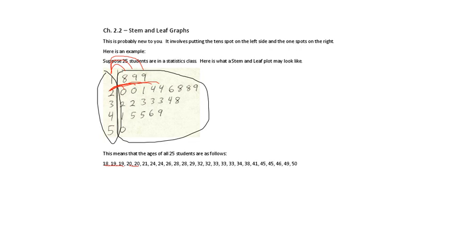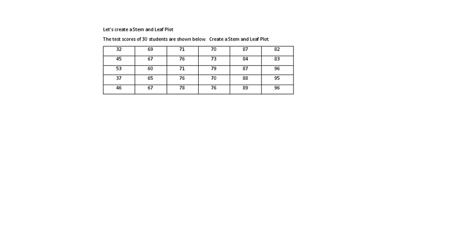But let's say we had to create our own. Let's take a look. Okay, so we have 30 test scores, and we'd like to create a stem and leaf plot for all of them. Well, when you look at the scores, I see scores in the 30s, 40s, 50s, 60s, 70s, 80s, and 90s. So what I'd like to do is I'm going to start by creating our stem.